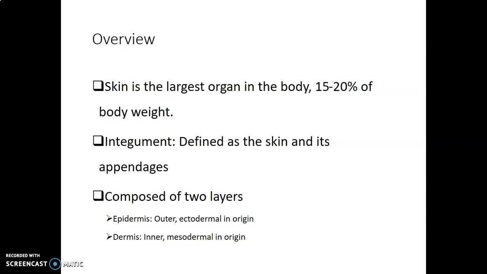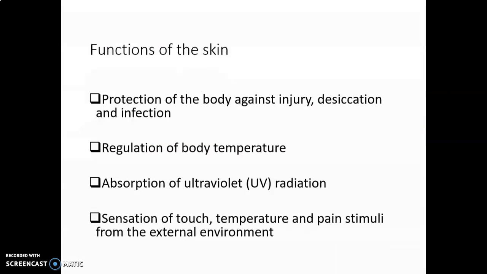So, the skin is the largest organ in the body, and it's approximately 15 to 20% of the total body weight. It forms the integument system, which comprises the skin and its appendages. And there are two main layers: the epidermis, which is the outer, and the dermis, which is the inner part of the skin. And the adipose tissue that lies below the skin is usually referred to as the hypodermis. So the epidermis is ectodermal in origin, while the dermis is from the mesoderm.